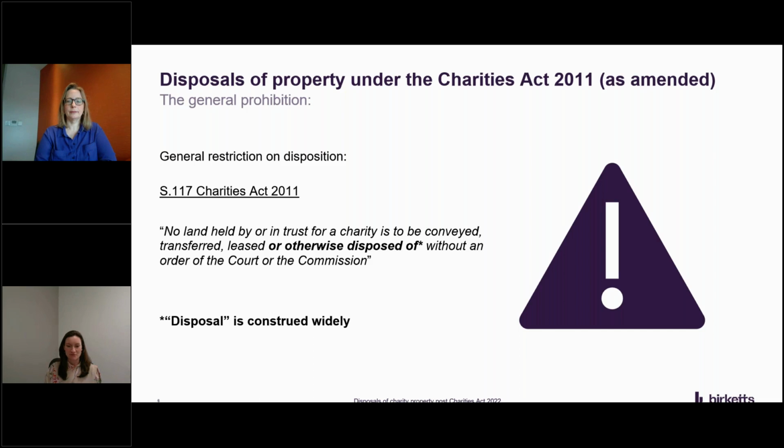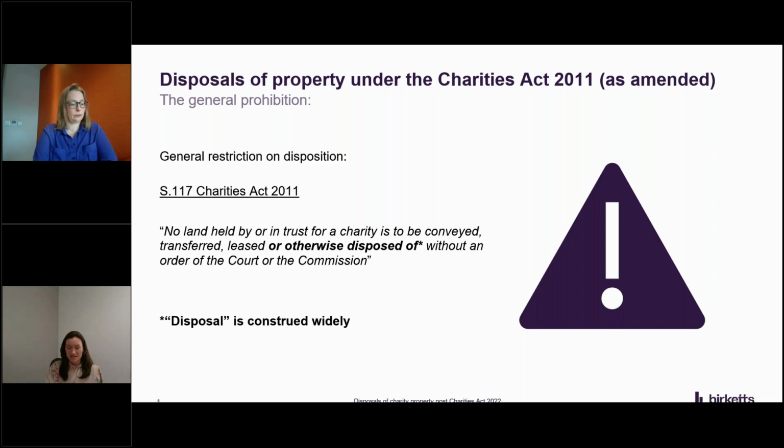Disposal, you've got to be careful because disposal is very widely drawn. So it's things you would expect like a sale, grant of a lease, but it also captures things like the grant of easements, rights of way, and it can also catch a surrender of a lease. So if you think of a charity giving up a lease before expiry, that surrender counts as a disposal, so you may well need to go through the regime of getting consent.